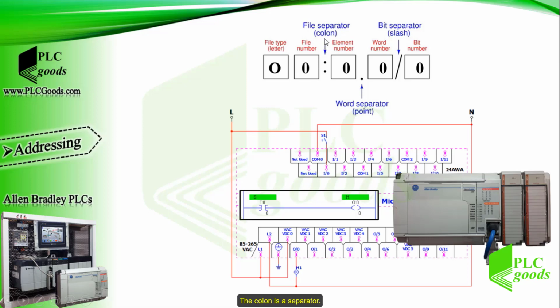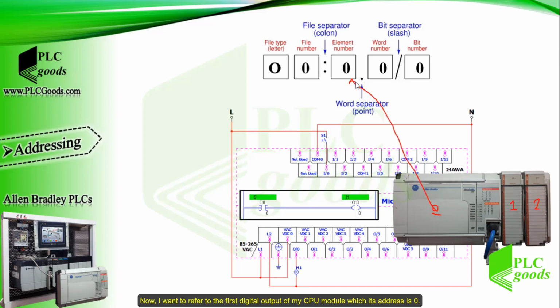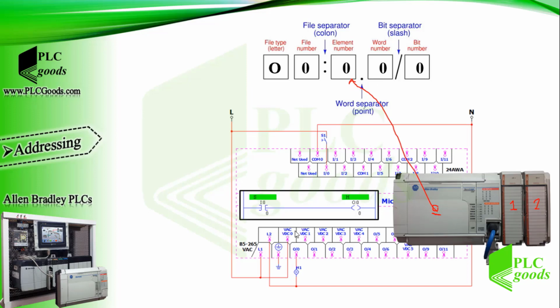The colon is a separator. This 0 indicates the module that holds the actual output. Note that my system consists of 3 modules and their addresses are 0, 1 and 2. Now I want to refer to the first digital output of my CPU module, whose address is 0. The next number indicates the word number.